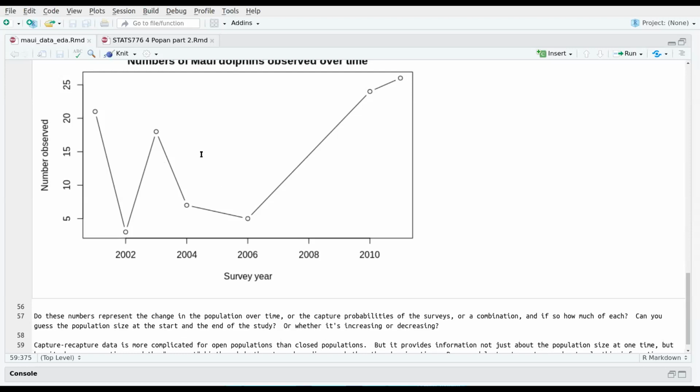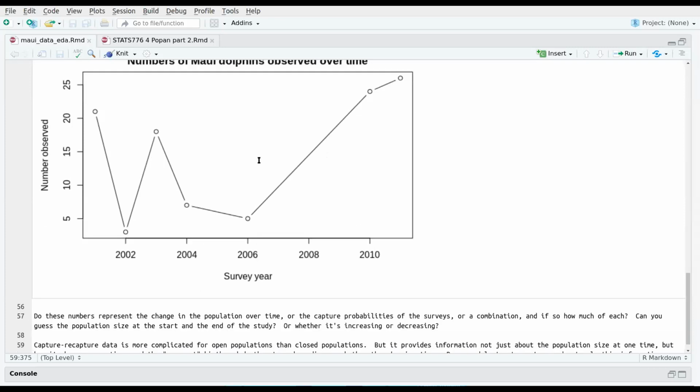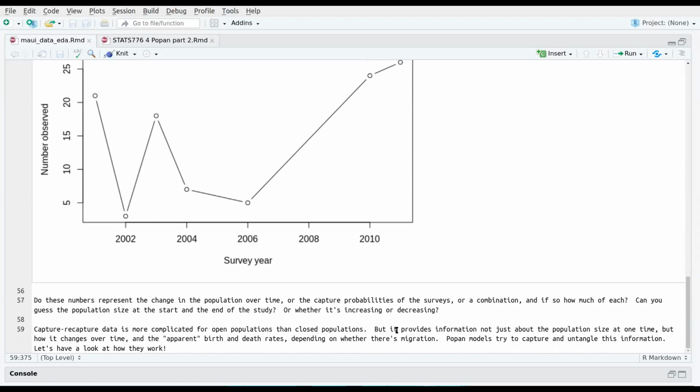So that's the kind of complexity that we're dealing with in open populations. That's what Popan models are trying to decipher. So it's quite a lot more complicated, and it includes information not just about the population size at one time, but the population over time, and also about birth and death rates over time, or apparent birth and death rates if you can't distinguish birth and death from migration of the animal. So let's have a look at how Popan models work for this kind of data.